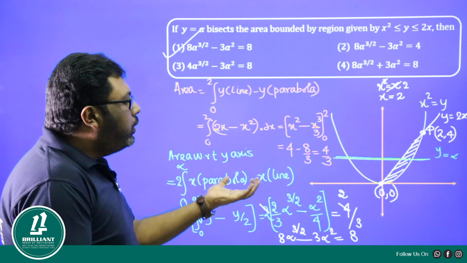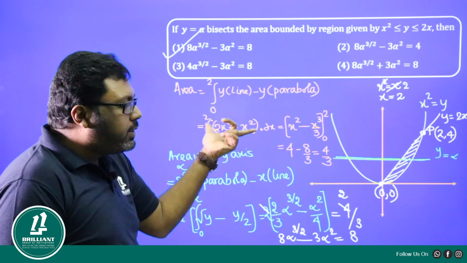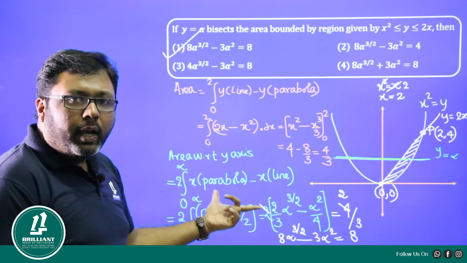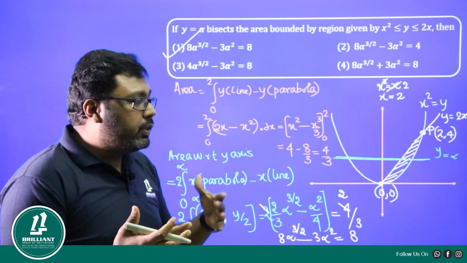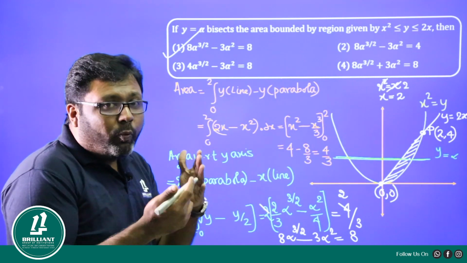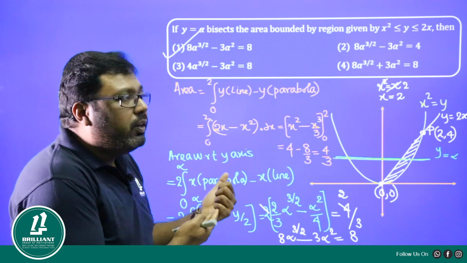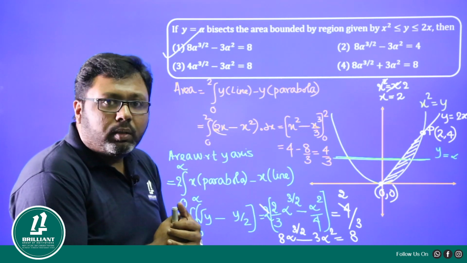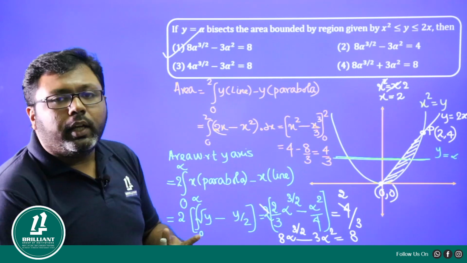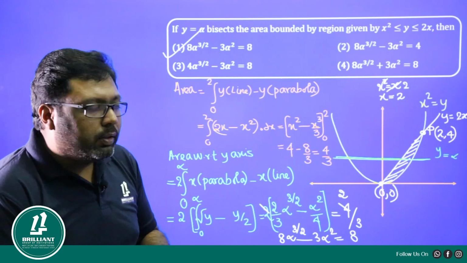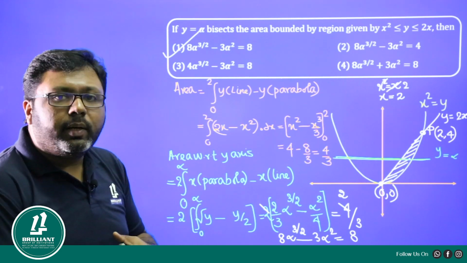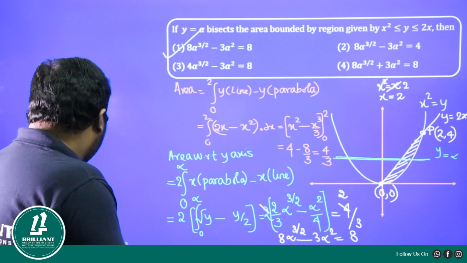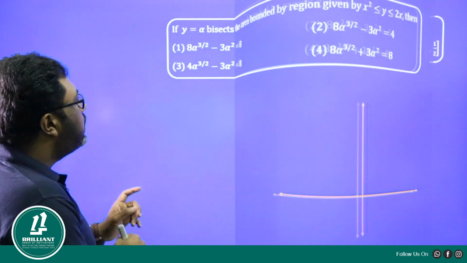Understood? So I found out the area with respect to x, area with respect to y, and because these two areas are of the same region, why did I find it with respect to y? Because they are converting in terms of alpha. Okay, so I just equated them both. I got the answer as 8. Okay, 8 alpha raised to 3 by 2 minus 3 alpha squared is equal to 8. Let's go to the next question now.